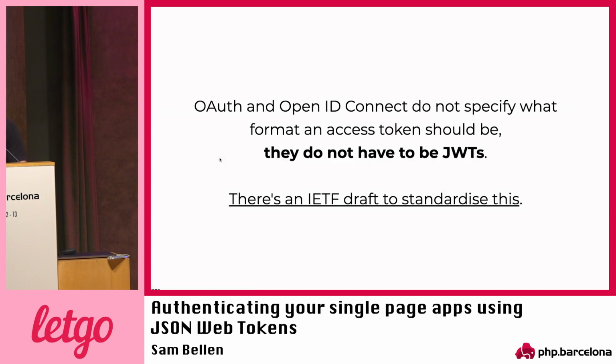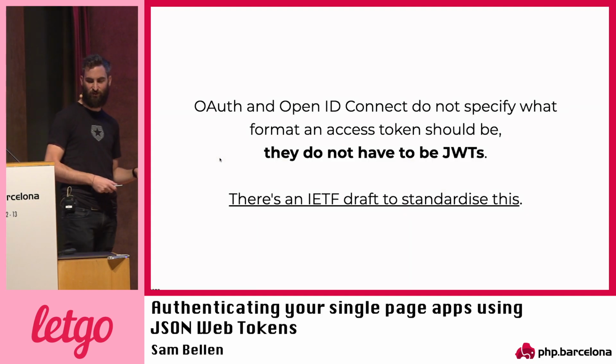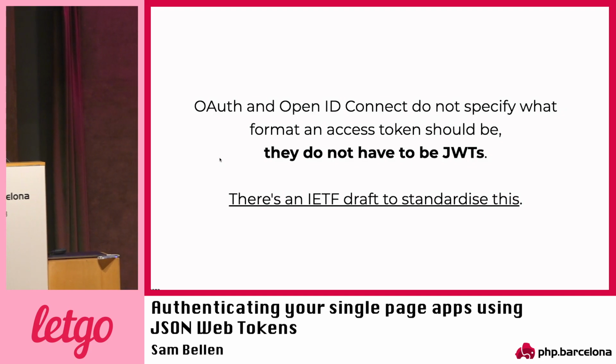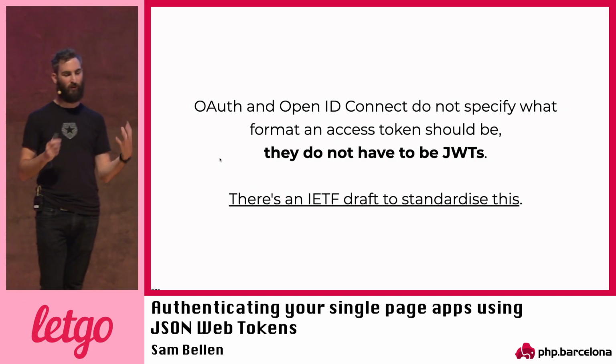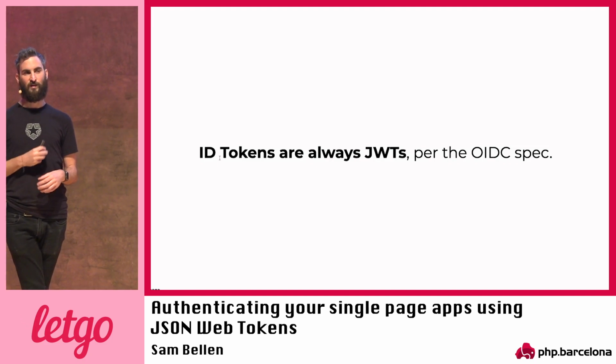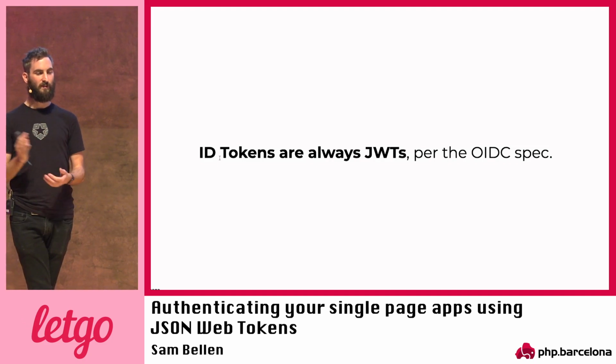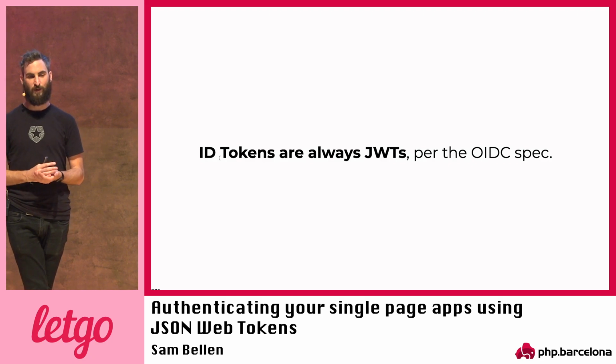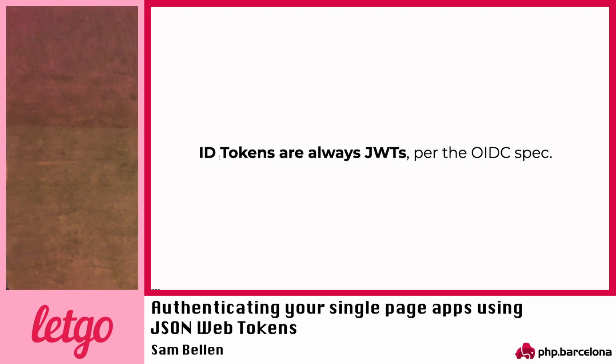But that's still a work in progress, so you can just do whatever you want. You can use whatever kind of token you want for an access token. ID tokens, however, are always going to be JSON Web Tokens. Standardized in the OIDC spec, the OpenID Connect spec, you cannot create an ID token that is not a JSON Web Token, or you're not following the spec.